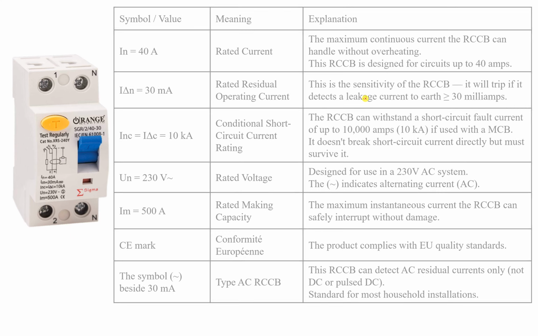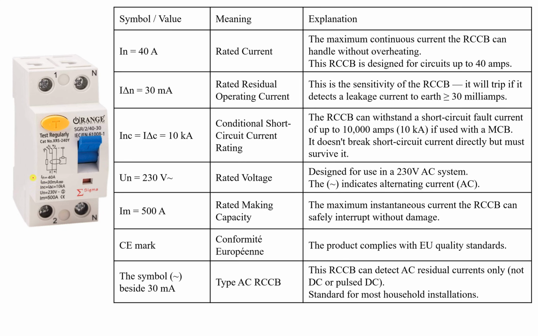Now let's look at the specs of the manufacturer. You can see here we have some specs on this circuit breaker. You can see we have IN equal to 40 amperes. What does this mean? N refers to nominal current, or in another way, the rated current. This is the current that it can withstand for a long time, continuously, without overheating. The maximum continuous current the RCCB can handle without overheating. For example, here 40 amperes means the rated current is 40 amperes. This is the first value.